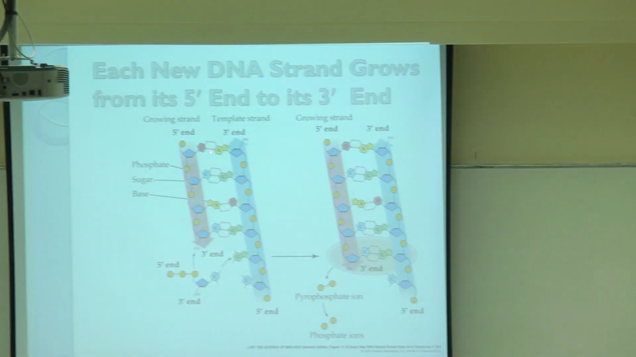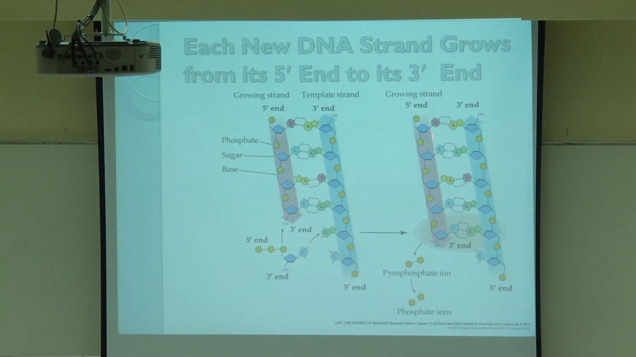So here you see which direction the growing strand takes. So this is the template strand. In this case, it goes from 5' to 3'. And we have the growing strand that grows anti-parallelly. So we have it starting from the 5' end, which will base pair with the 3' of the template. Okay? And it will grow in the 3' direction. So each time we add a new nucleotide at the 3' end.